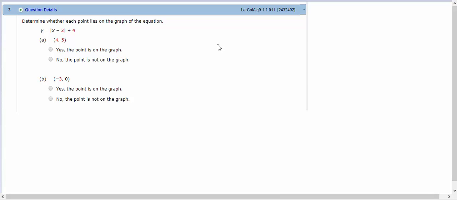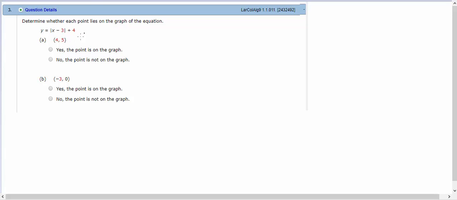Alright, so this is one of the very first examples of a question that we're going to work in this class. So this comes from section 1.1, and this is one example of a homework problem. And so what we have to do here is determine whether each point lies on the graph of the equation.